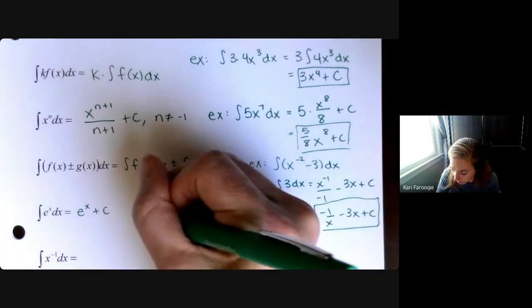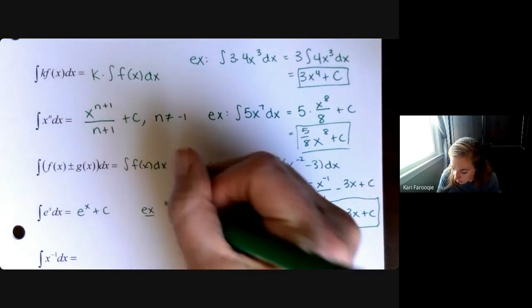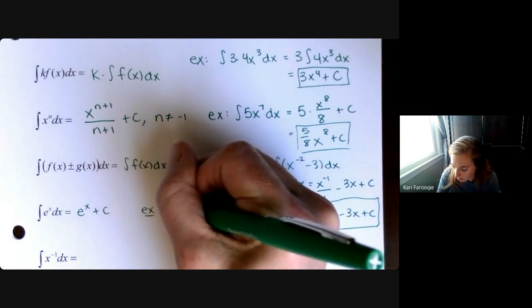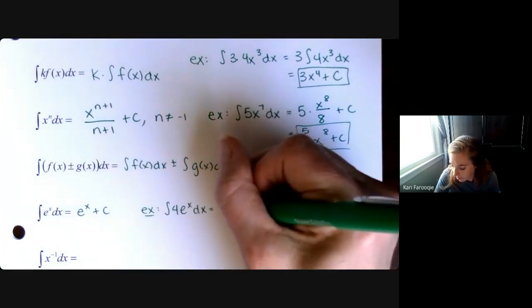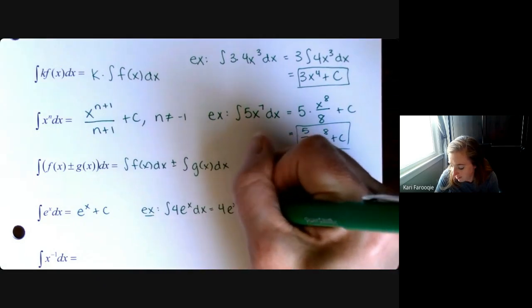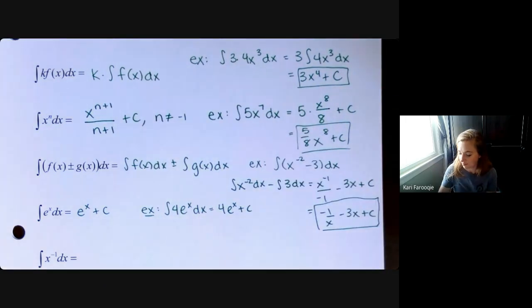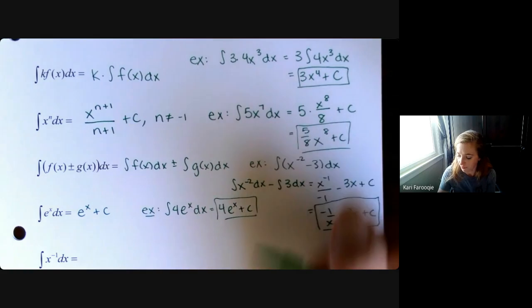Very boring. I don't really have an example for you. I guess we could put a constant multiple in with it, like 4e to the x dx. And that's just 4e to the x plus c. So I'll do that. No big deal.